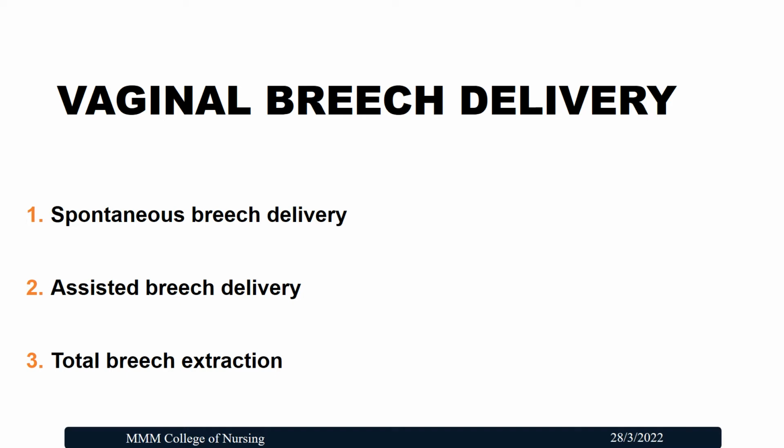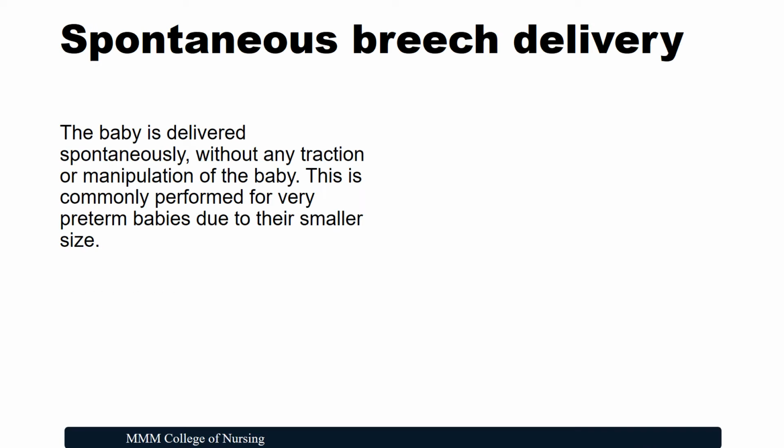Vaginal breech delivery can be done by these three methods: spontaneous breech delivery, assisted breech delivery, and total breech extraction. Spontaneous breech delivery: the baby is delivered spontaneously without any traction or manipulation of the baby. This is commonly performed for very preterm babies due to their smaller size.